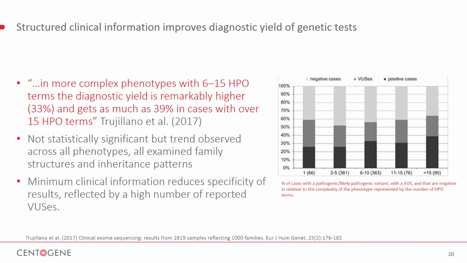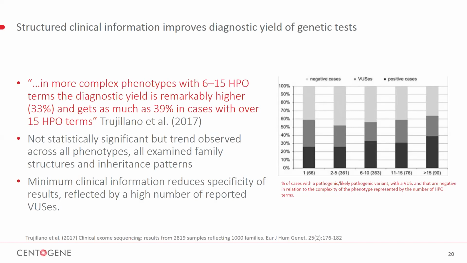even better. Triano and colleagues completed whole exome sequencing for 2,819 samples from 1,000 families. For these analyses, clinical information was given by clinicians, and these were then translated into HPO terms. Interestingly, the authors found a trend across all phenotypes, all examined family structures, and all inheritance patterns. The trend was as follows. The diagnostic yield was improved by an increase in the number of HPO terms.